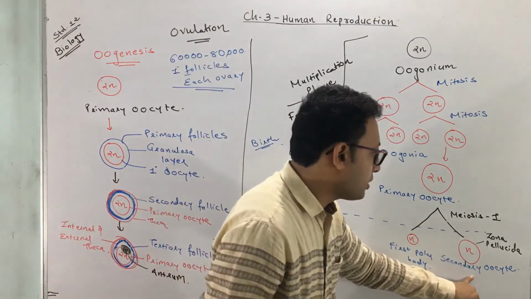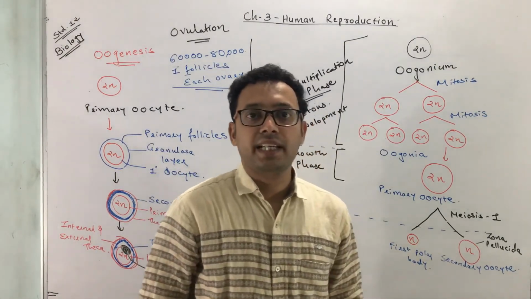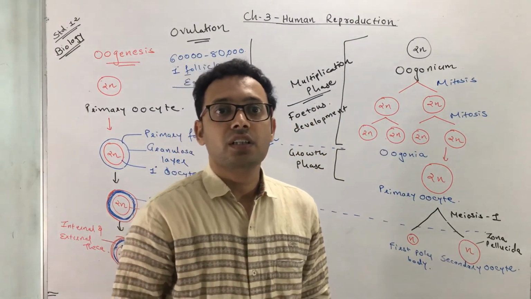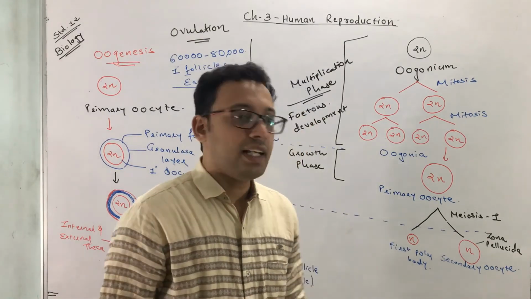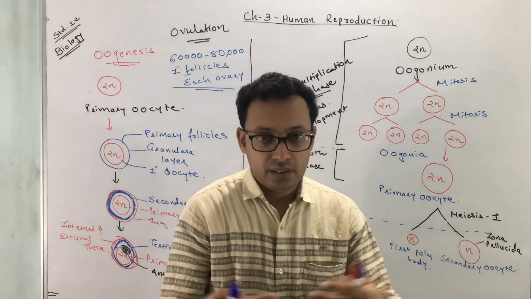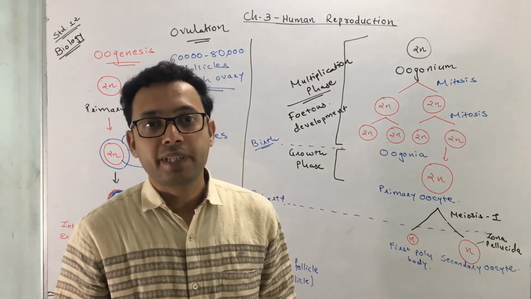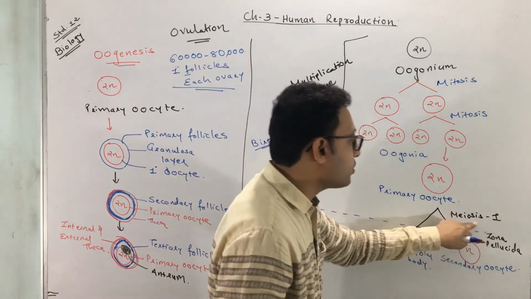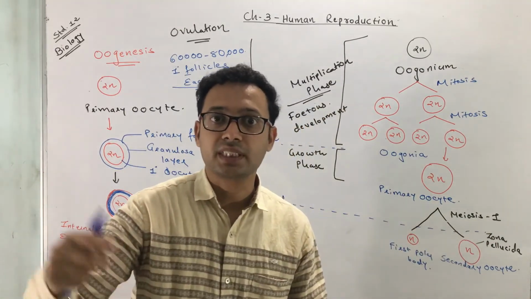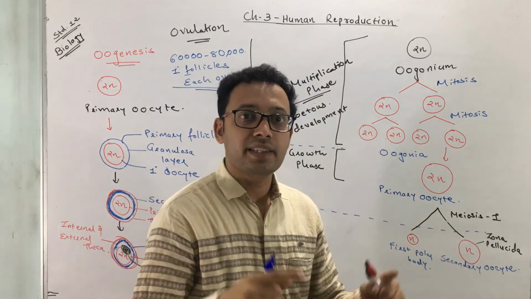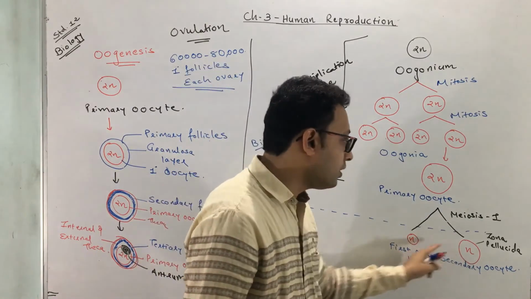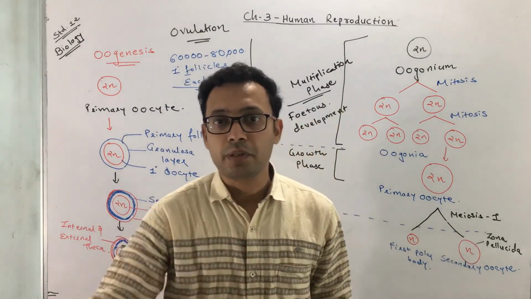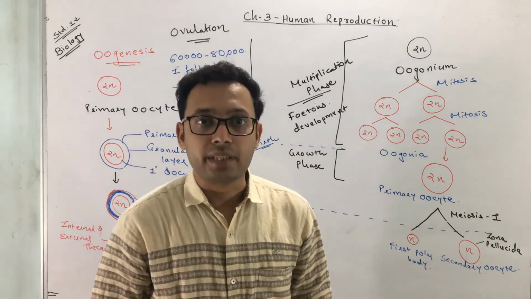So now there are two possibilities. Either this secondary oocyte gets fertilized or it doesn't get fertilized. If it gets fertilized, it means a fusion of that secondary oocyte and the sperm takes place. Then the second meiosis process, meiosis 2, the second stage in meiosis, occurs. If it doesn't get fertilized, then all this content is going to be removed in the menstrual fluid.